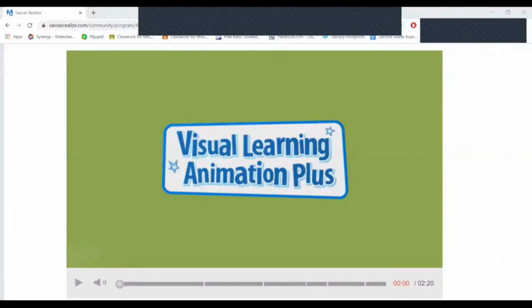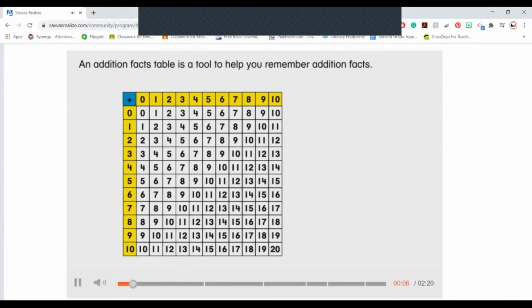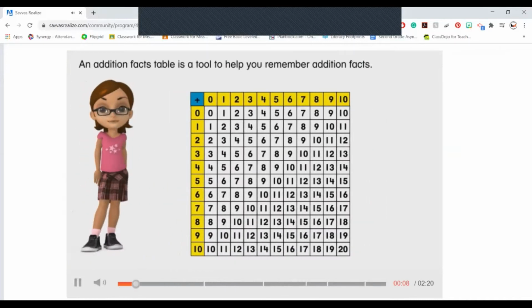Today we're going to be looking at addition fact patterns to help us do our addition facts, okay? So let's start by watching our visual learning video. An addition facts table is a tool to help you remember addition facts.